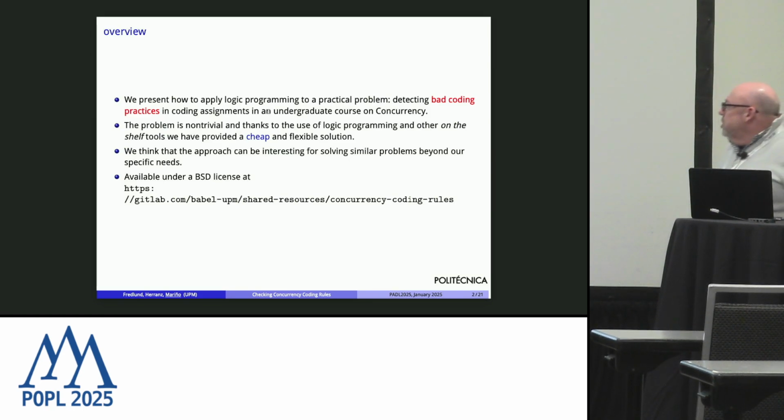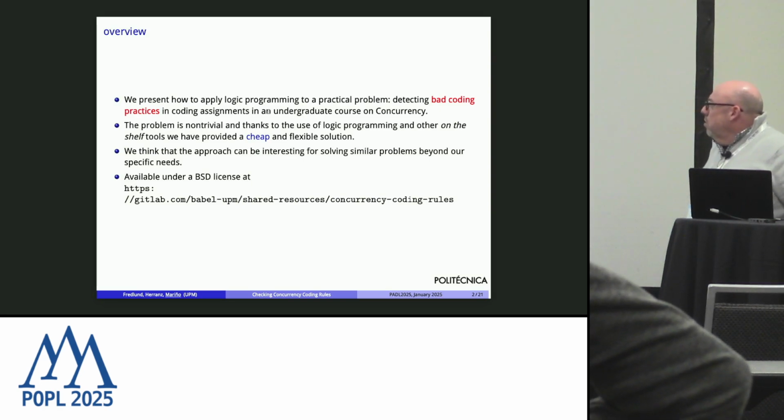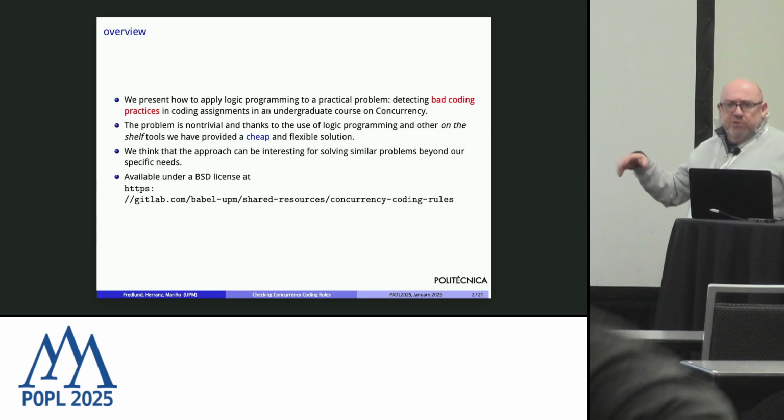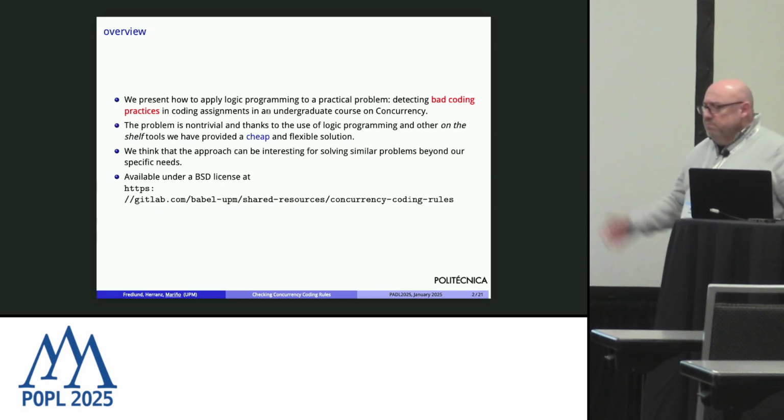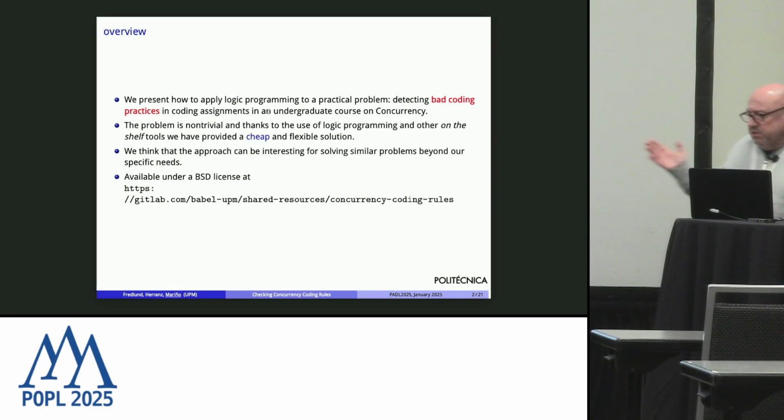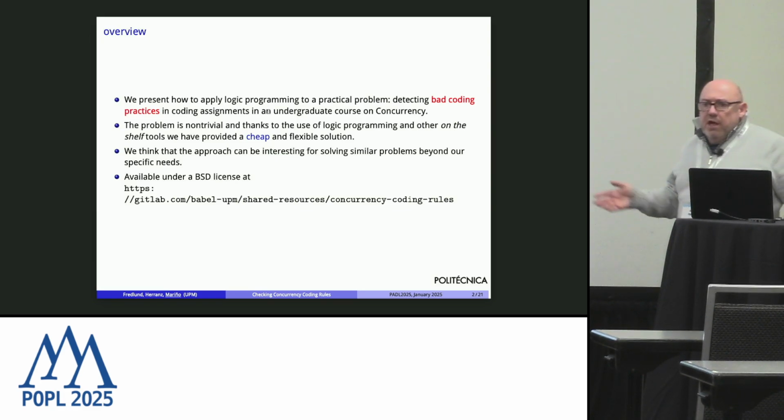So we are going to show how we managed to obtain a practical but cheap solution by combining logic programming as a way of defining a specific language with some off-the-shelf tools that allow us to obtain execution traces from Java programs. The course is centered on Java programming, right? So we think that you can take some lessons in order to program similar systems for code analysis in other contexts. And this is available with an open license at our research group GitLab repository.